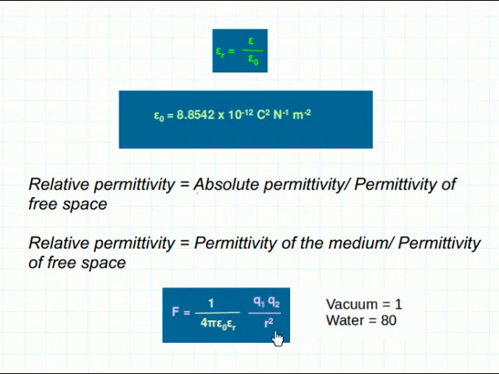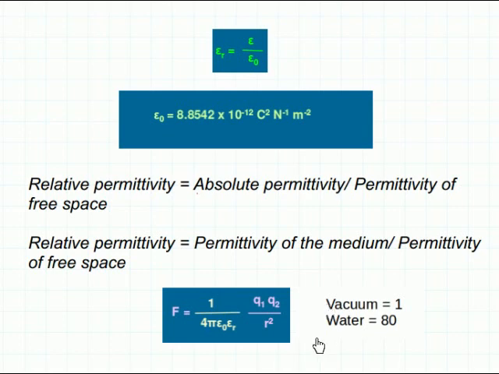At the same time, for water the value of epsilon r is equal to 80. That means F is equal to 9 into 10 raised to 9 divided by 80 into q1 q2 by r square. In short, the force between two charges placed in water at the same distance as in vacuum will be less by 1/80th.